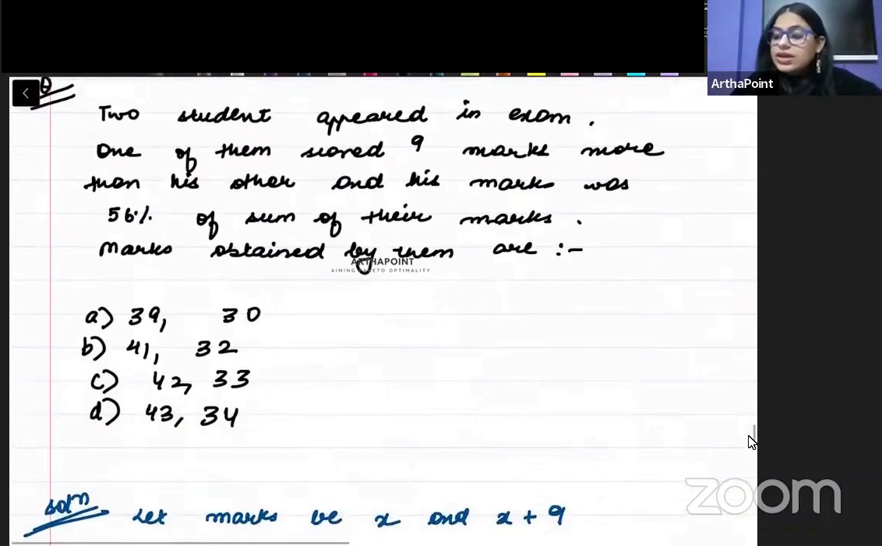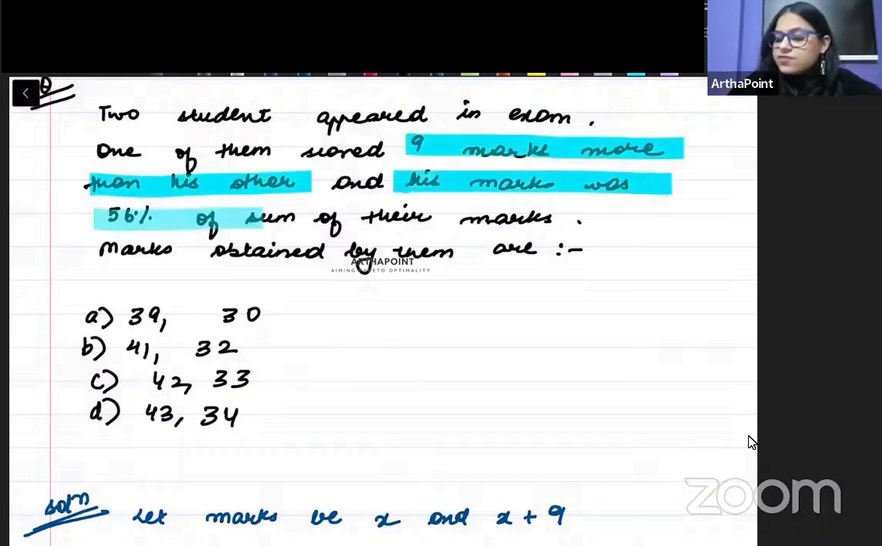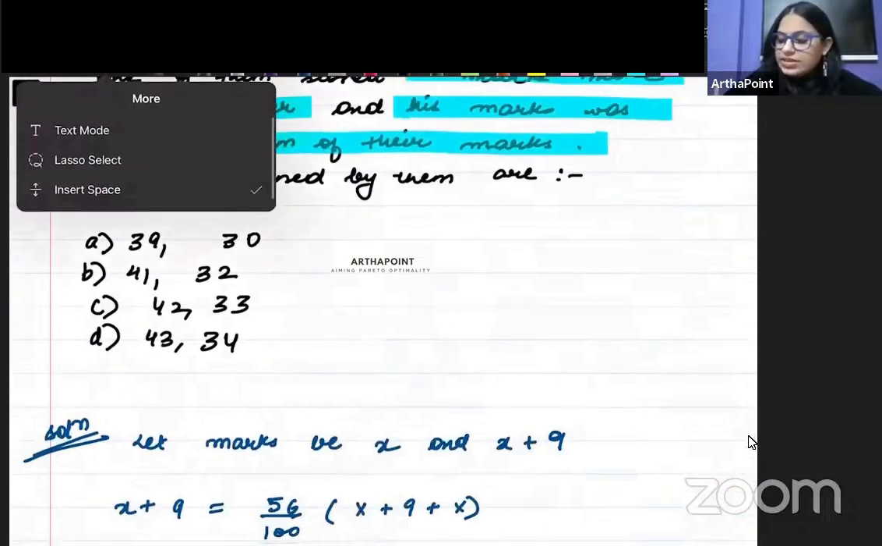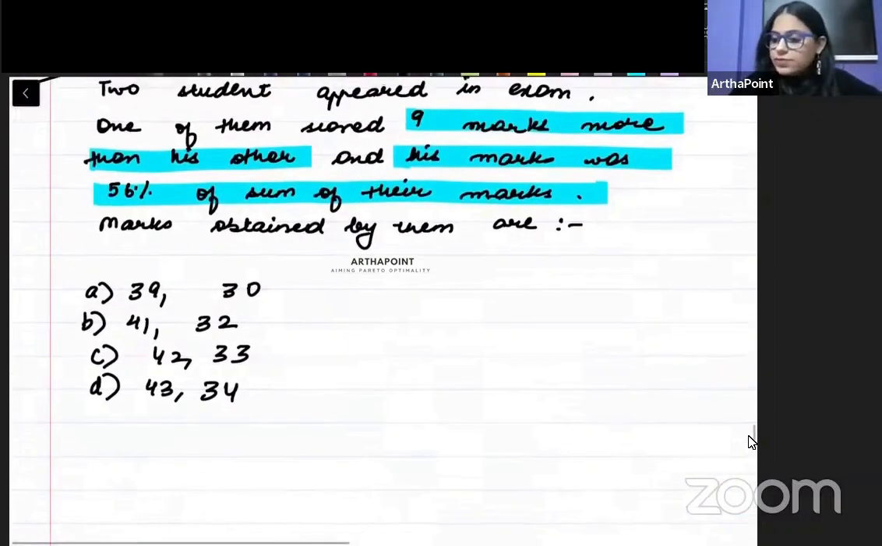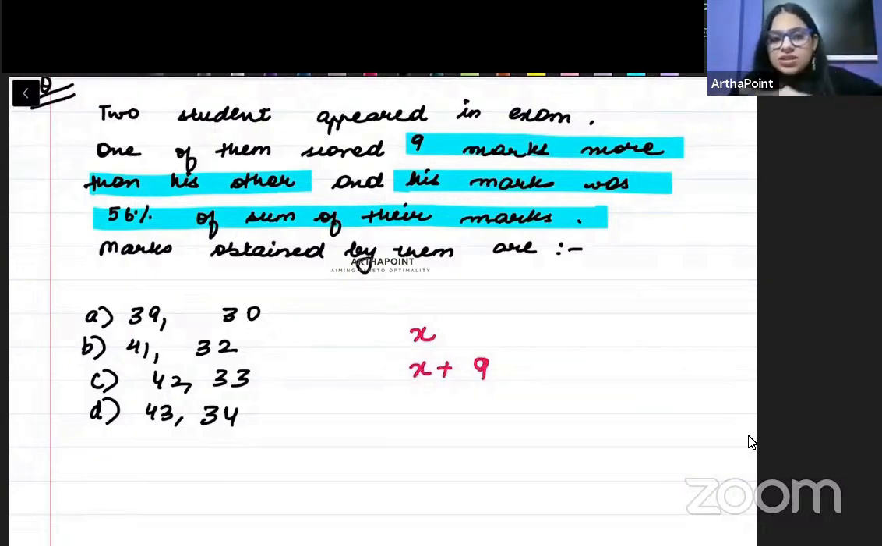Take the next question. It says 2 students appeared in exam. One of them scored 9 marks more than other and his mark was 56% of the sum of their marks. Dekho dhyan se, what is it saying? It is saying there are 2 students involved. So I can take the marks of the first student as x. What will be the marks of the second student? 9 more than other. So 9 plus x, right?